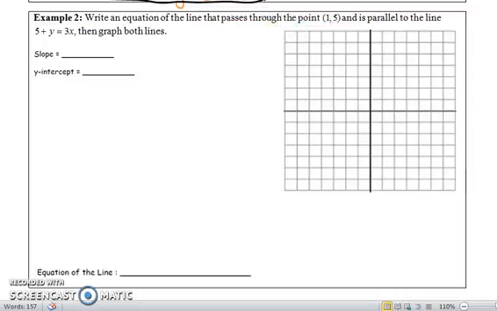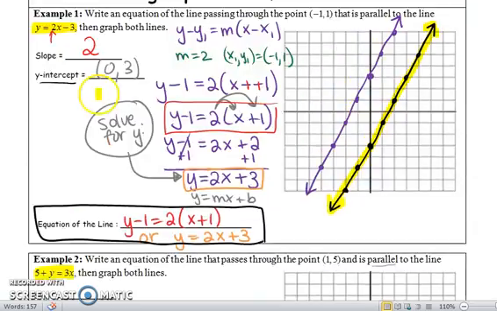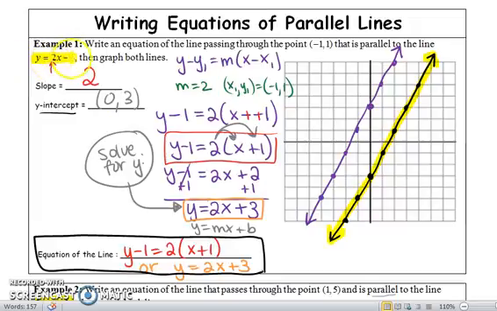Now in example 2, we need to write an equation of a line, again, that passes through a given point, (1, 5), and is parallel to this given line, 5 plus y equals 3x. Now, this is a little different than example 1. In example 1, we were given a line that was already in slope-intercept form, so it was really easy to identify what the slope was.